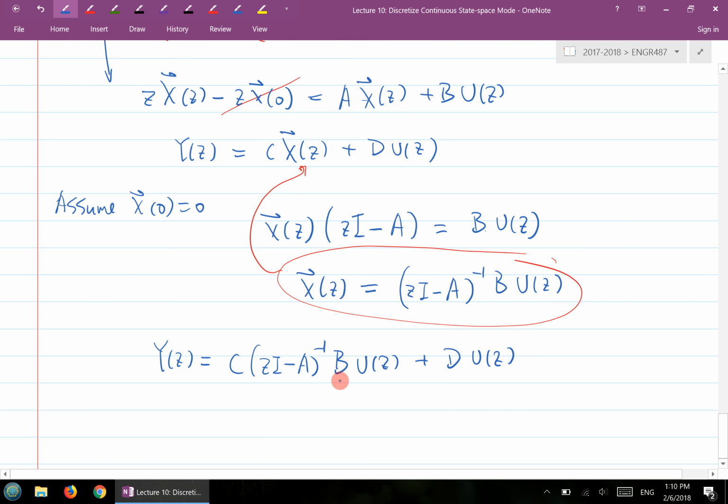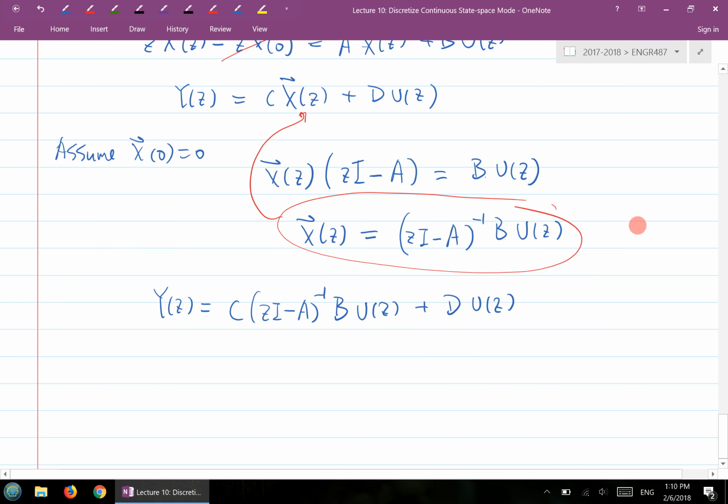So now on the right side, both have a common factor U(z). So now you have your pulse transfer function, which is C times (zI minus A) inverse B, and then plus the D. And this is your pulse transfer function, basically. This is your PTF, based on the discrete state space model.